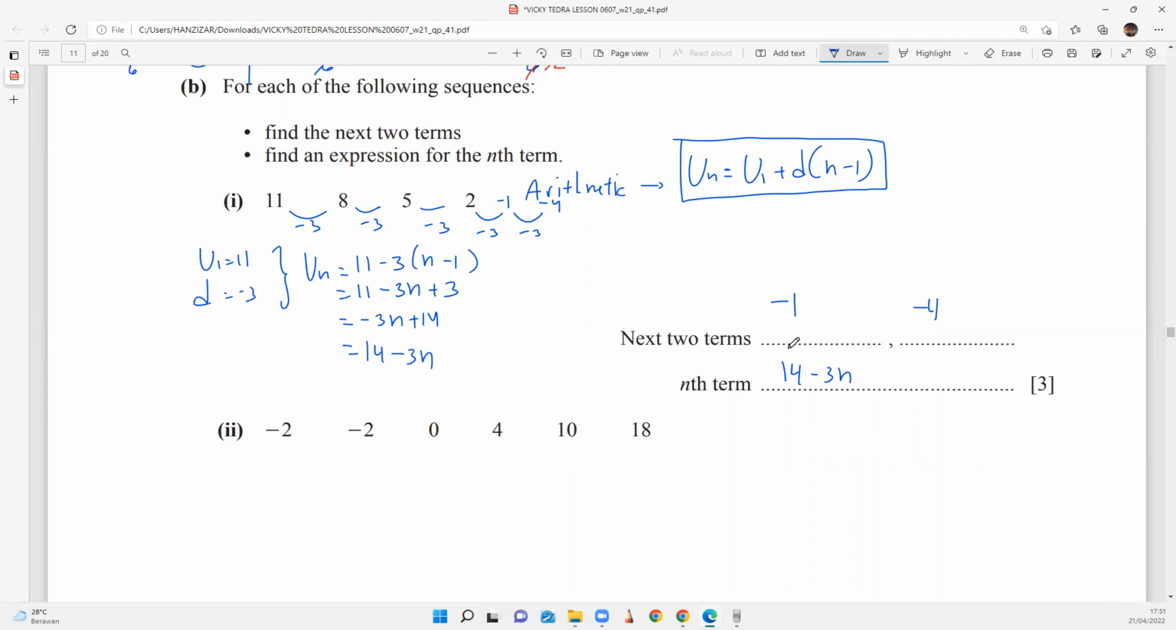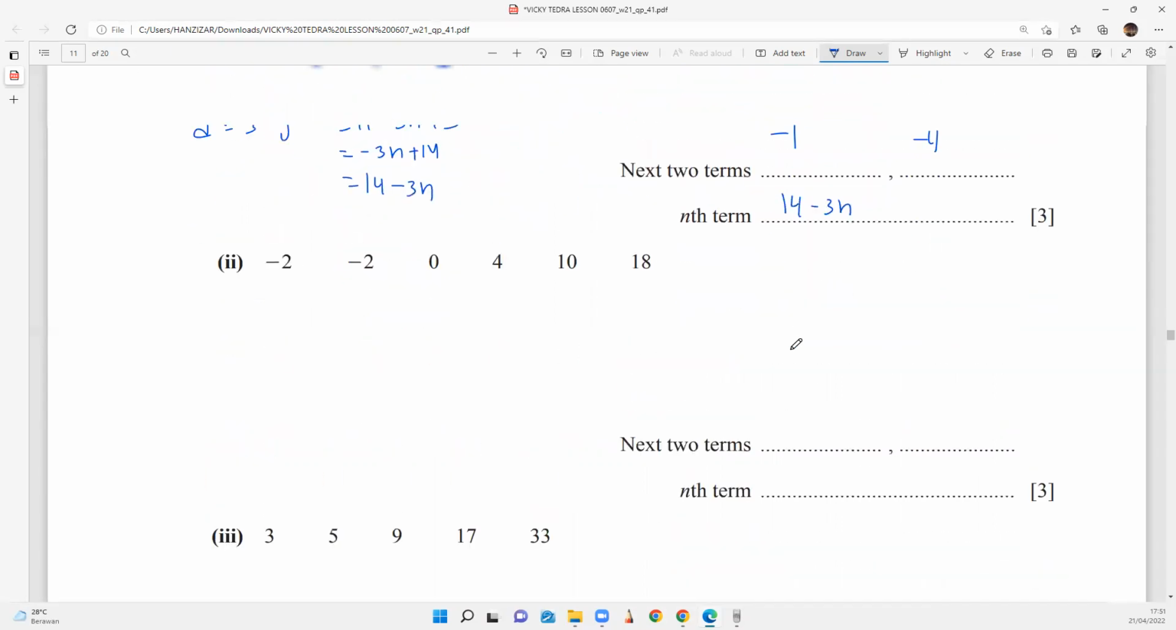Next, there you go. -2 and another -2, plus 0. You cannot multiply by 1, right? If you multiply by 1, you have to multiply by 0. You multiply by nothing. 0 times anything cannot be 4, right? It has to be plus 2.